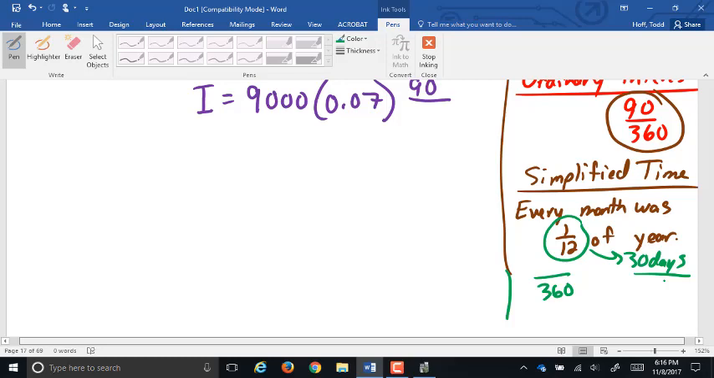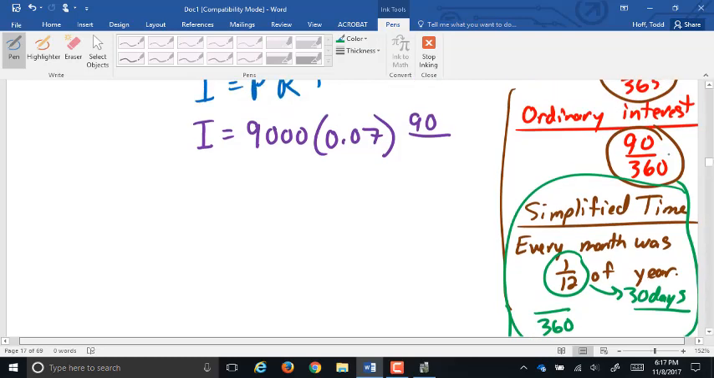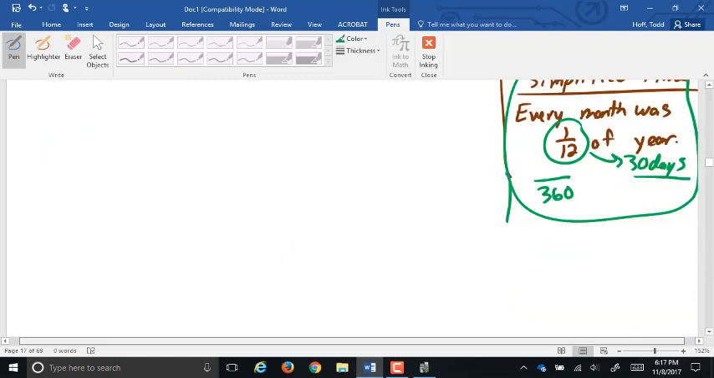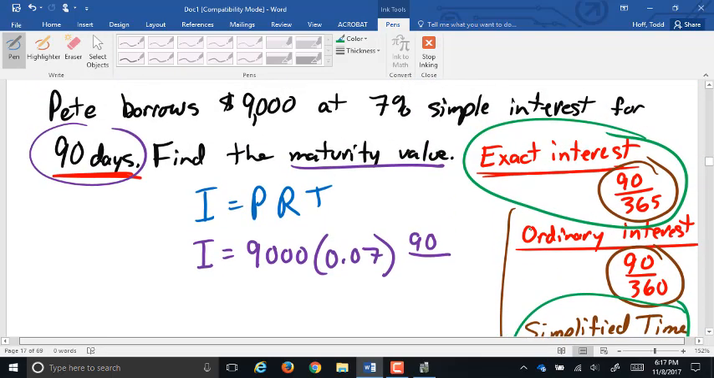Now, this was all before calculators and computers. They did it to simplify it. They call that ordinary interest because that was the way it was ordinarily done. Now that we have computers and calculators, we're capable of doing exact interest. It's no more work to do exact interest than ordinary interest. So why on earth would a bank still want to do ordinary interest? Yeah, they get more interest. If I'm dividing by 360 instead of 365, this gives me a little bit more dollars in interest.